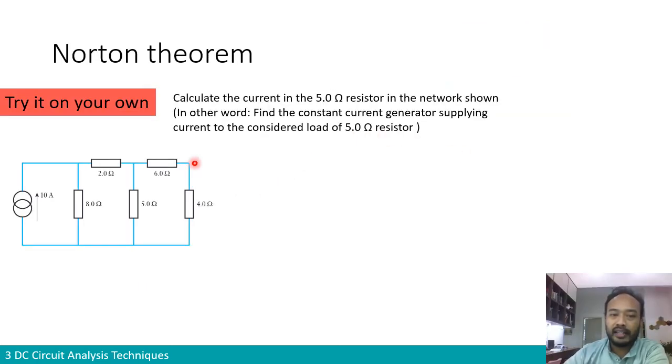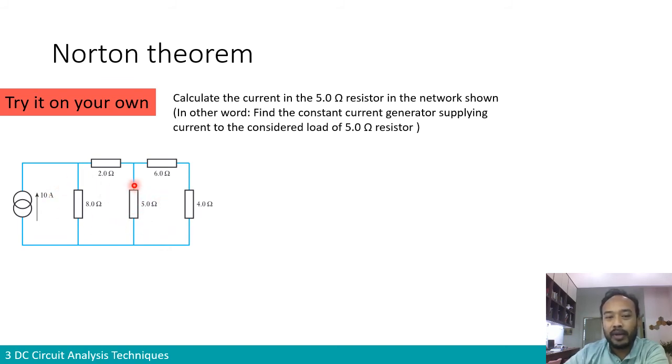So here there is another example that I would like for you to try on your own. So the question here is calculate the current in the 5 ohm. So the 5 ohm is over here. Calculate the current in 5 ohm. So the network is pretty complex. If you want to go through mesh analysis, loop analysis, it is quite long.